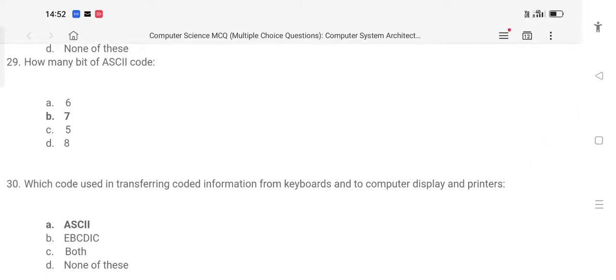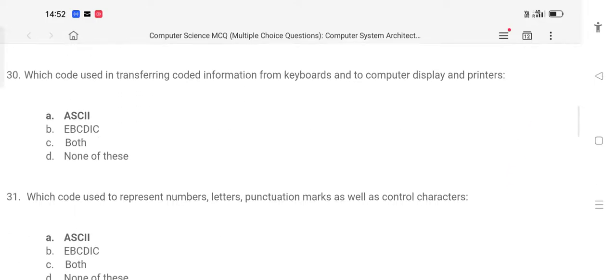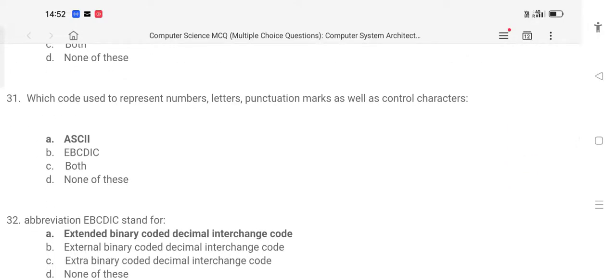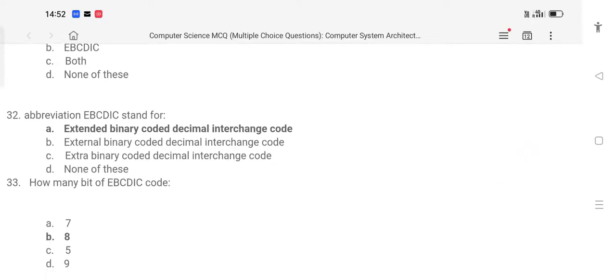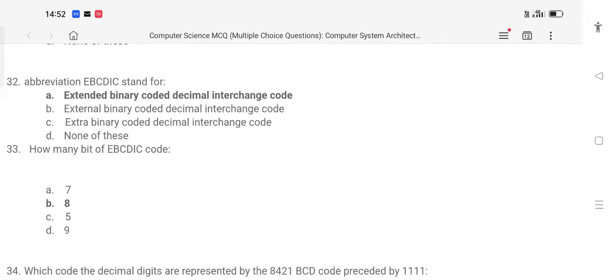How many bits is the ASCII code? 7 bit. Which code is used for transferring code information from the keyboard onto the computer display and printers? ASCII. முக்கியமான கொஸ்டின் இது கூட. Which code is used for transferring code information from the keyboard and computer display to printers? ASCII. Which code is used to represent numbers, letters, punctuation marks as well as control characters? ASCII. The abbreviation EBCDIC stands for Extended Binary Coded Decimal Interchange Code.